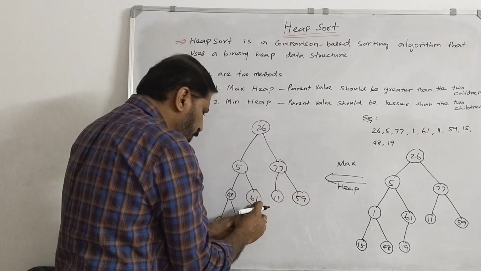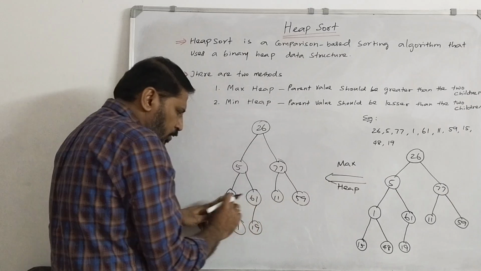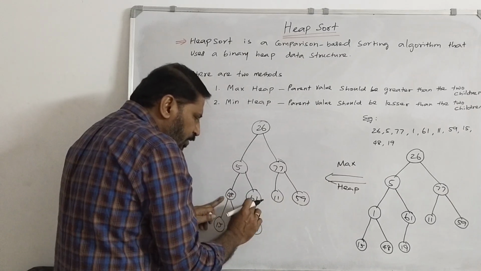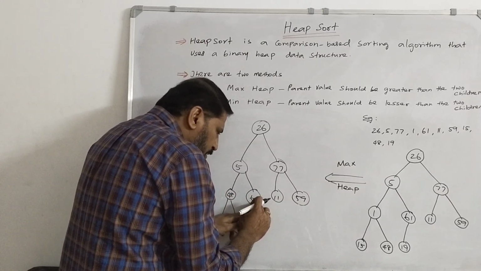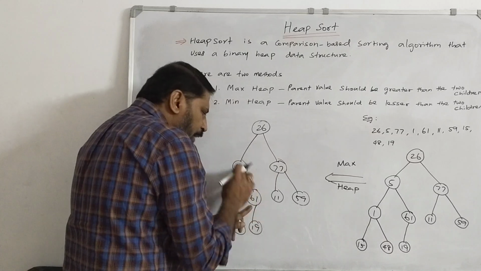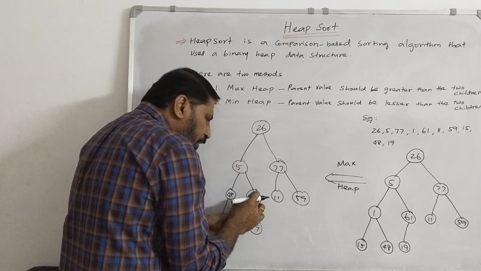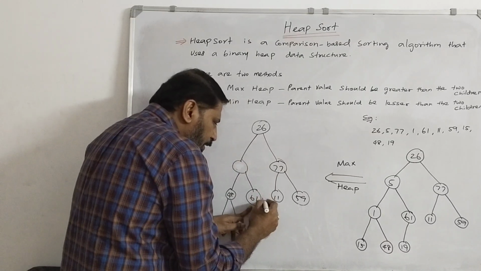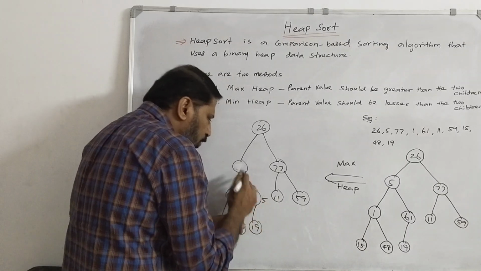Okay. Then I come to 61 and 48, the next two nodes. 61 is the greater number. So 61 is compared with 5. 5 is the lesser number and 61 is the greater number. So that's why 5 comes here and 61 goes here.